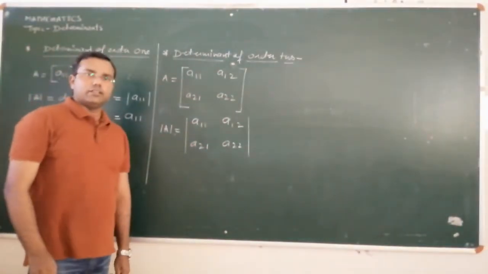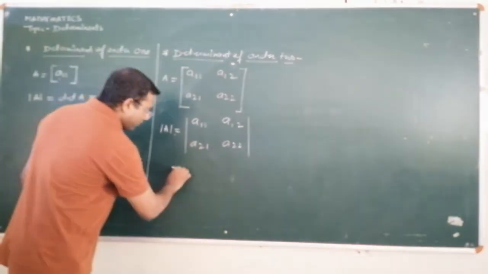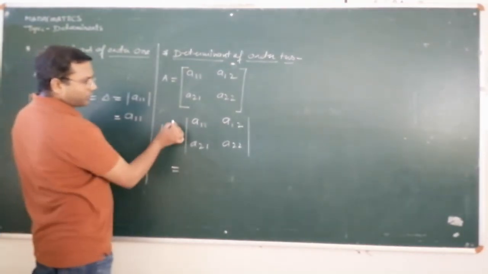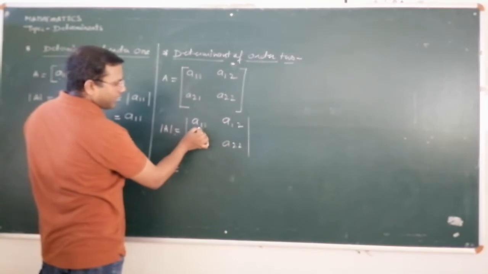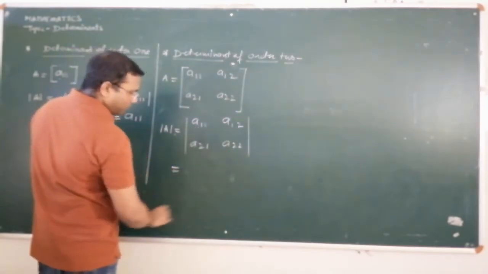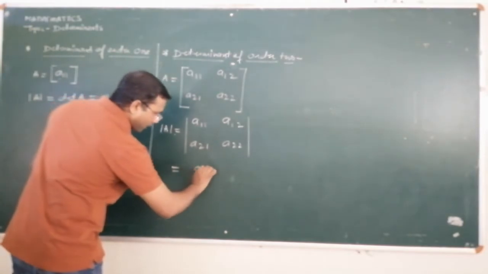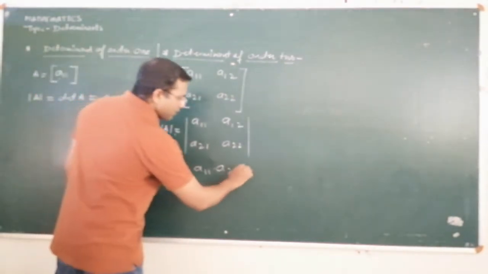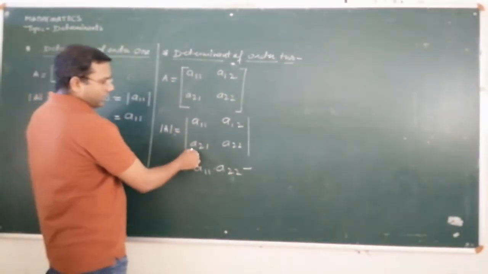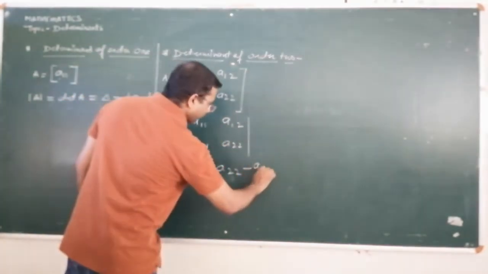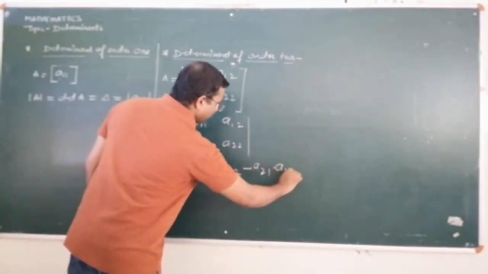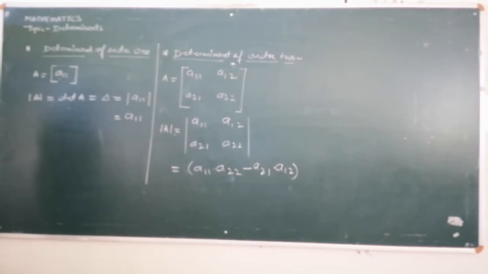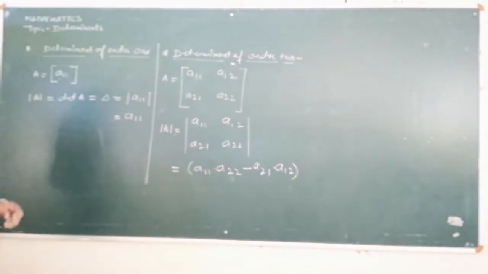If we want to find out the value of this determinant, we can calculate it because a determinant always has a fixed value. So the procedure is what? You will have to multiply A11 into A22. So you will write A11 into A22, then a minus sign, then A21 into A12. If you calculate this value, then you will find the value of the determinant of order 2.